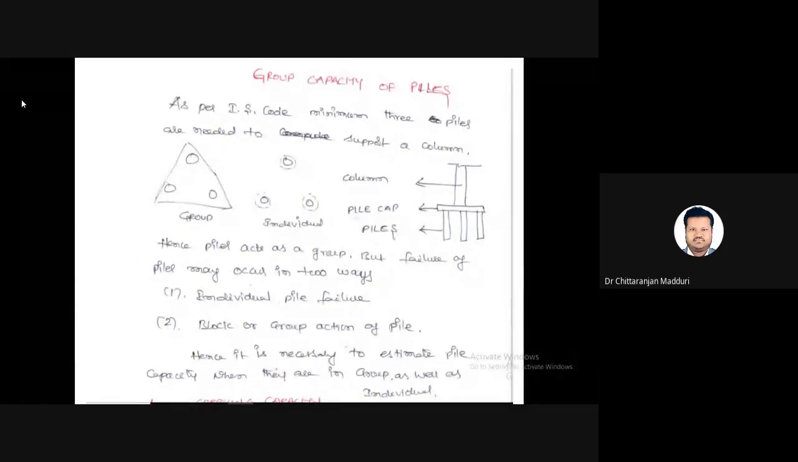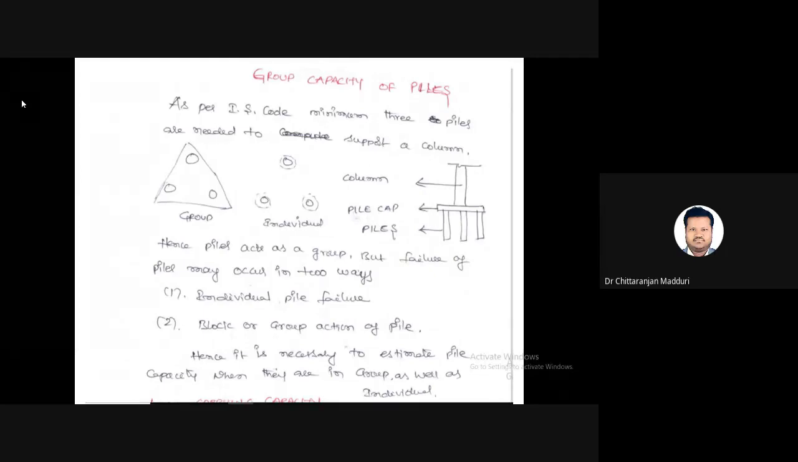As per IS code, a minimum of 3 piles are needed to support a column. When 3 piles are used, they are arranged in a triangular pattern. Hence piles act as a group, but failure of the pile may occur in two ways. One is individual pile failure. The second one is block or group action of the piles. Hence it is necessary to estimate pile capacity when they are in a group as well as individual.